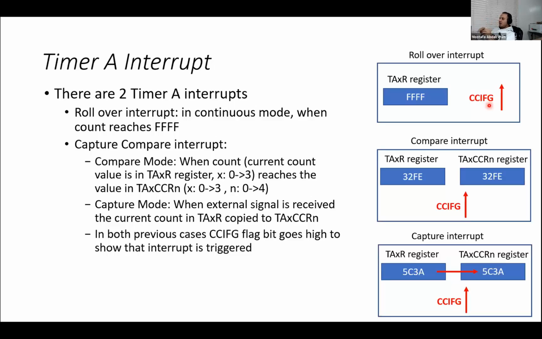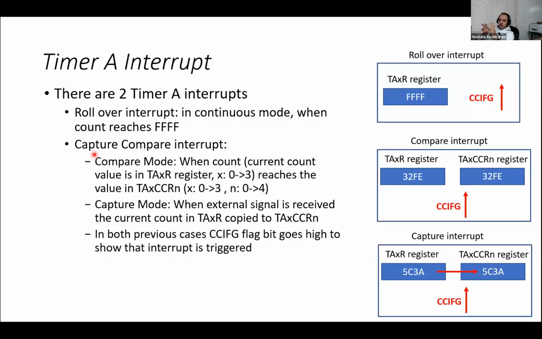Basically, the first type of interrupt is very simple. It's called the rollover interrupt, just like SysTick. SysTick has the same interrupt as well. You put some value in the SysTick load register, then whenever the count reaches this value, you will trigger an interrupt. It's basically the same. Okay.